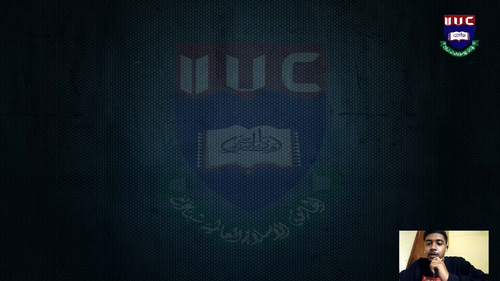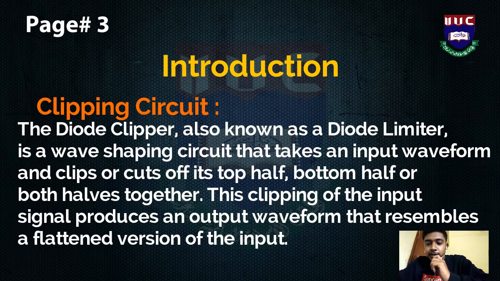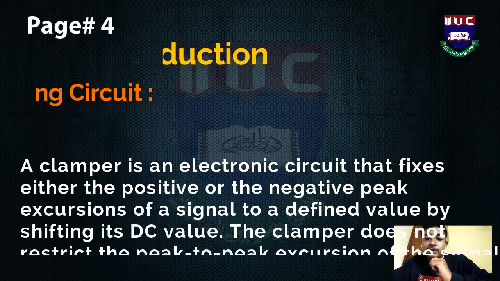So now we are going to the introduction of clipping circuit. The diode clipper, also known as a diode limiter, is a wave shaping circuit that takes an input waveform and clips or cuts off its top half, bottom or both halves together. This clipping of the input signal produces an output waveform that resembles a flattened version of the input.